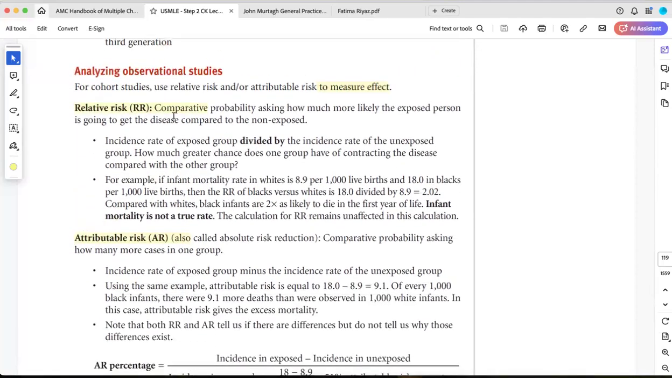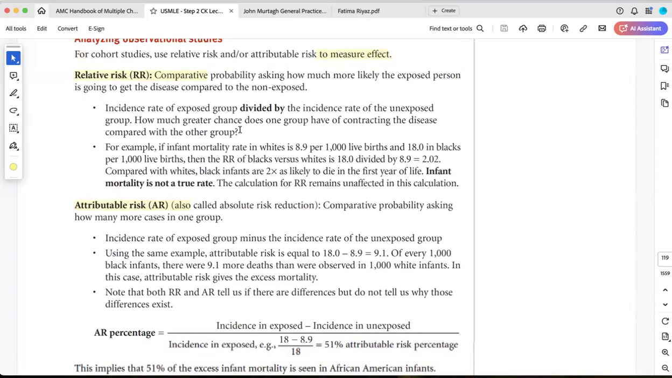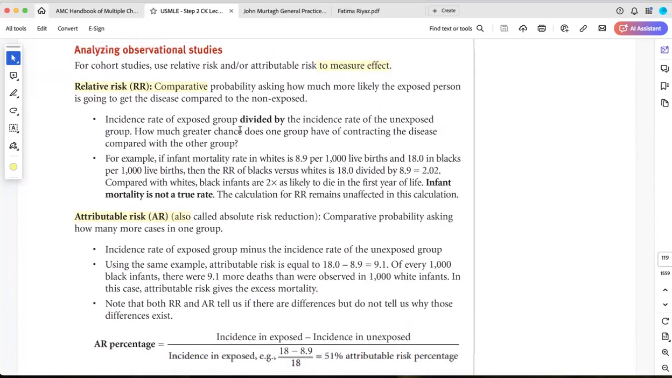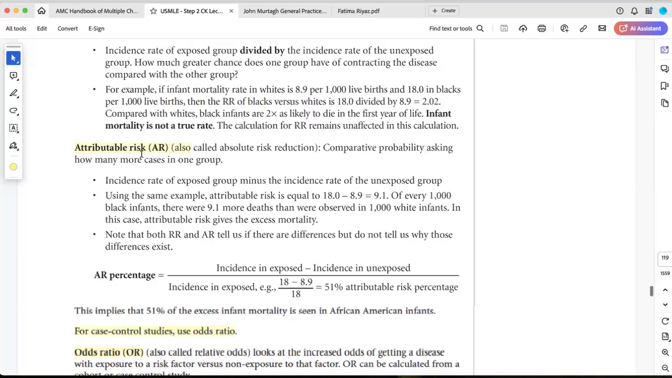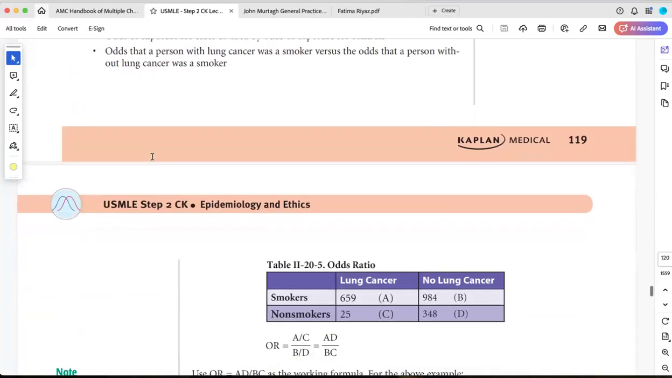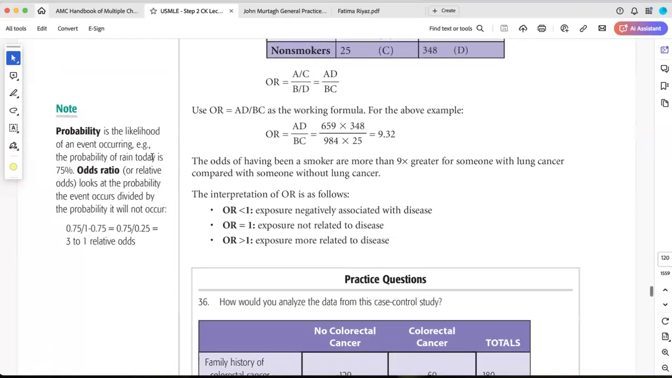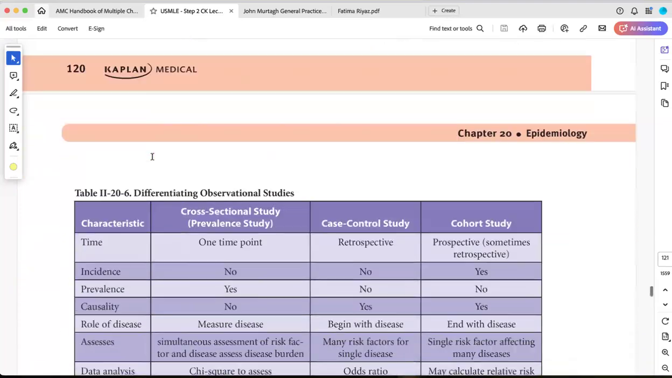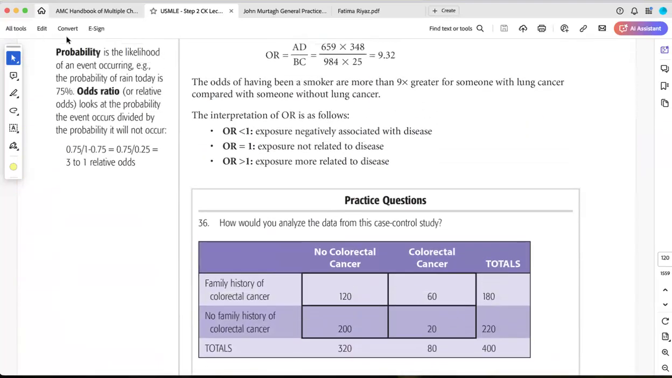So basically, when a question asks how you are going to analyze a cohort study, we use relative and attributable risk. And for case control, we use odds ratio. Now, you really don't need to know what they are. You just need to know the name of them. So give it a read if you like, but that's what comes in the exam.